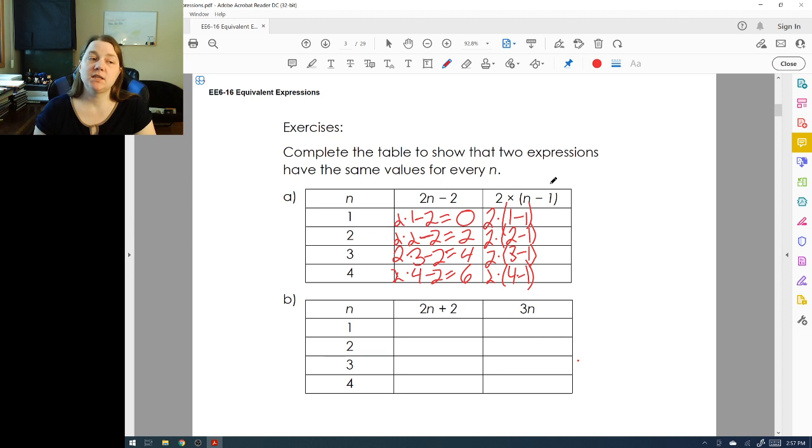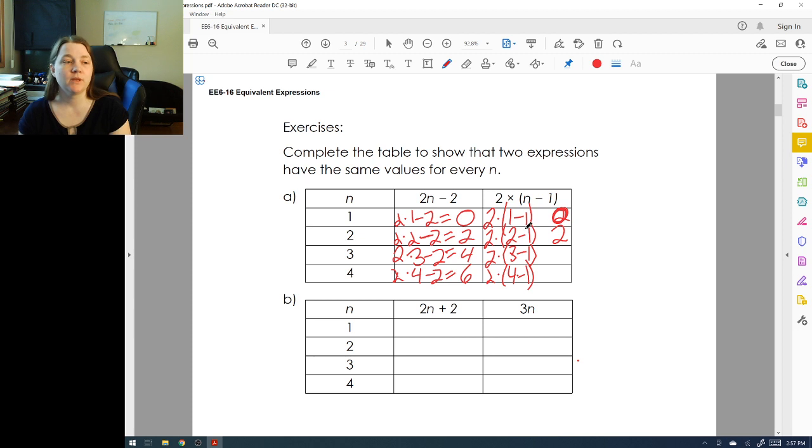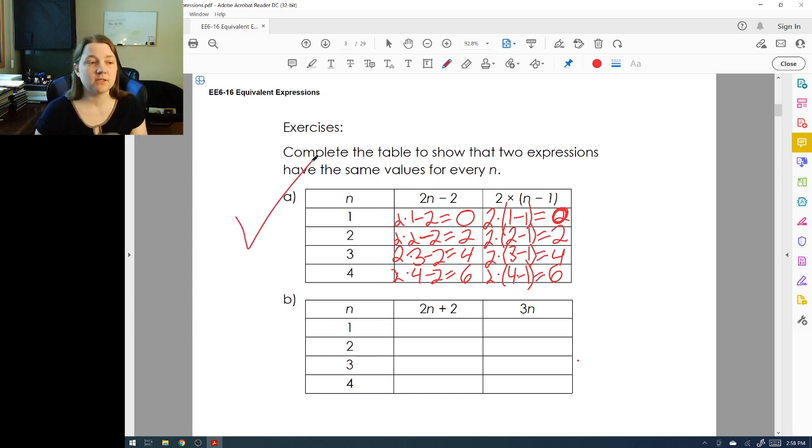So when we do what's in the parentheses first, 1 minus 1 is 0. 0 times 2 is 0. 2 minus 1 is 1. 1 times 2 is 2. 3 minus 1 is 2. 2 times 2 is 4. 4 minus 1 is 3. 3 times 2 is 6. And you can see that each time we're getting the same final answer. So these two expressions are equivalent.